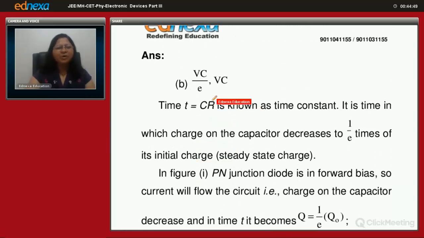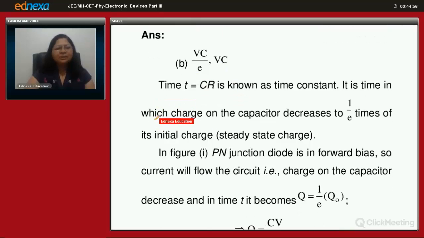Okay, now let us see what the answer for this is. The answer is D, that is VC upon e and VC. Now let us see how to solve this particular problem.